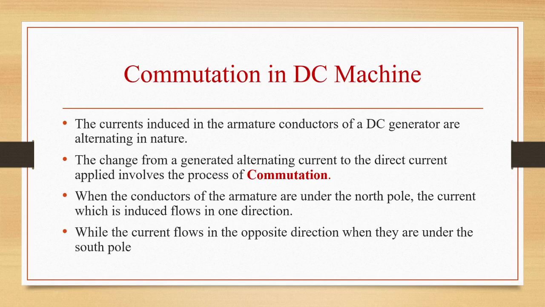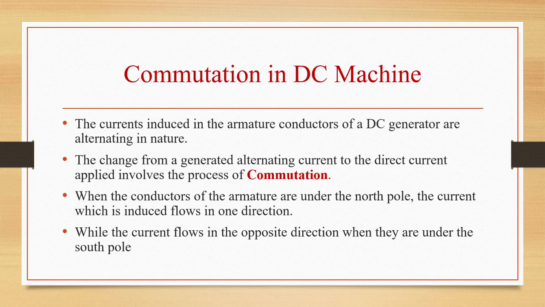So once the current is positive, next time it is in the negative direction when it is going from north pole to south pole. So we don't want this alternating nature. We don't want this positive to negative. We want only positive. So we are going for a mechanical rectifier, which is like a split ring.